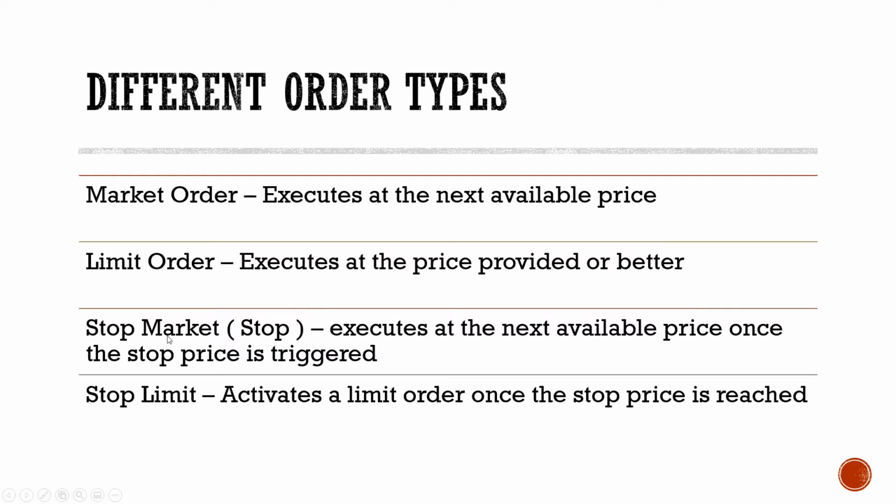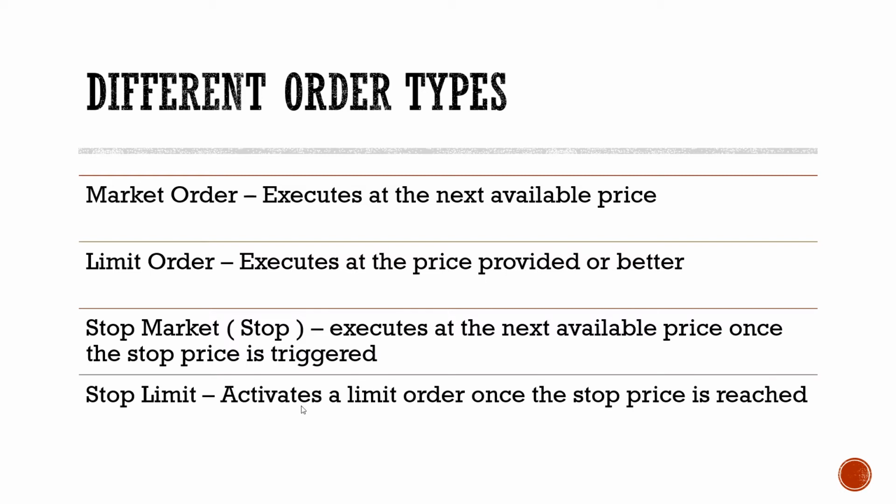A stop market order, also known as a stop order, executes at the next available price. It becomes a market order once the stop price is triggered, and we use this to get out for a stop loss. So when we put in a stop loss order, we put stop market. Let's say I enter at 12 and my stop loss is 11.50, I would put a stop market at 11.50, meaning as soon as the stock hits 11.50, I want to be out of that position, right?